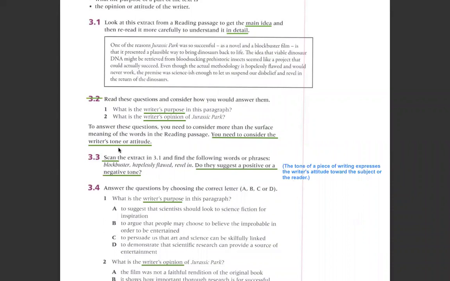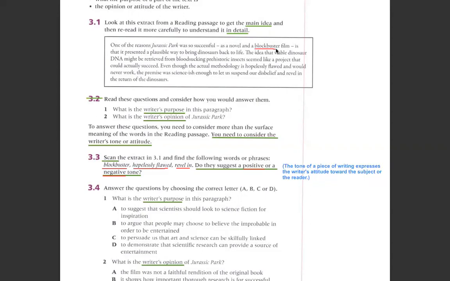So in order to understand the attitude or tone, we can have a look at some words that they use in the passage. Let's have a look at these 3 words: blockbuster, hopelessly flawed, and revel in. I'd like you to quickly scan, find these words in the passage, and then decide if you think these are positive or if these words have a negative tone. Even if you're not sure what the words mean, you should still be able to tell whether they sound positive or negative.